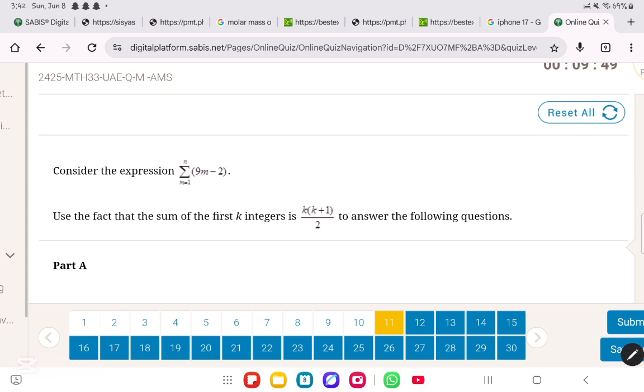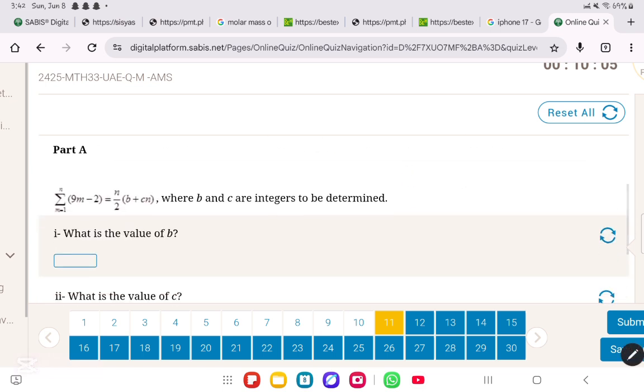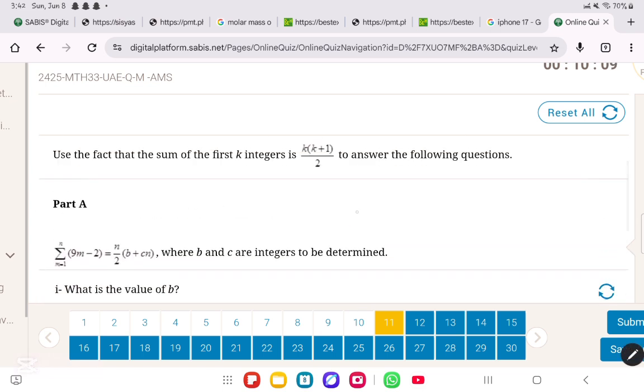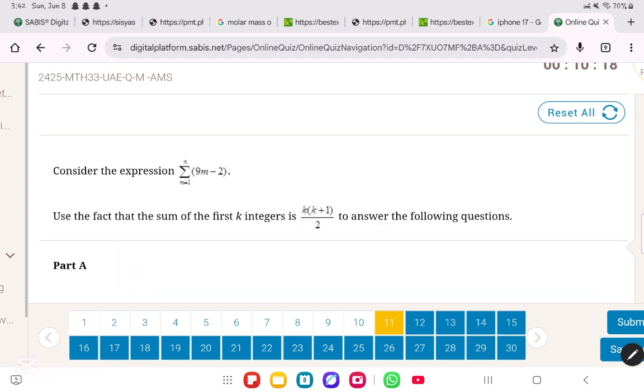Here there are many ways of doing it, but I will do it my personal favorite way. Use the fact that the sum of the first k integers is k times k plus 1 over 2 to answer the following question. What is the value of b? What is the value of c? They want us to basically find a general equation for the sum. How could we do this?